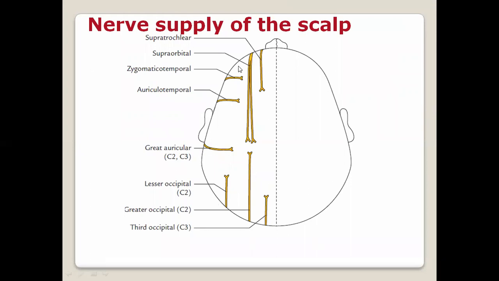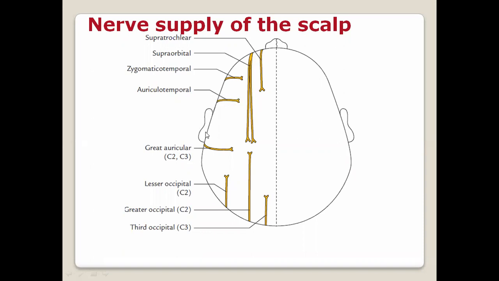So 4 sensory, what are the 4 sensory nerves? Supratrochlear nerve. This is supratrochlear. And supraorbital nerve, zygomaticotemporal nerve, auriculotemporal nerve. This is sensory. Motor is the temporal branch of the facial nerve.